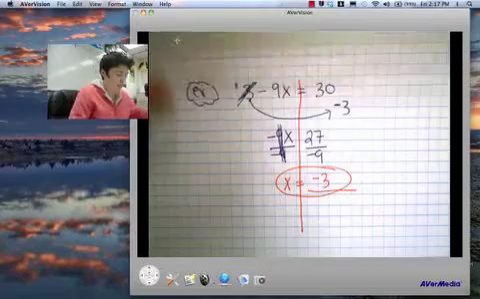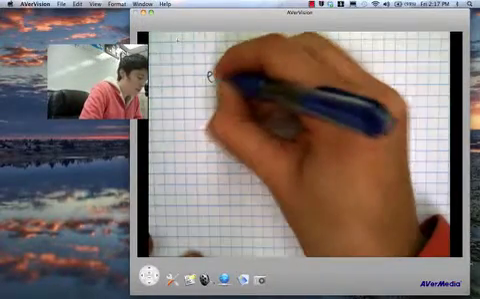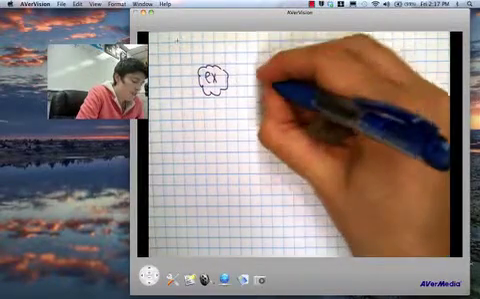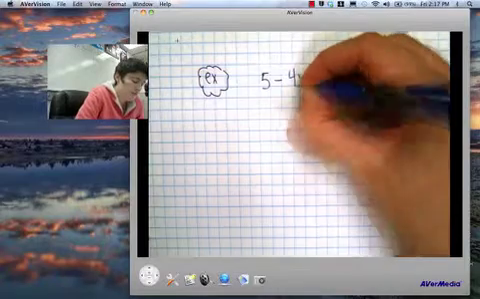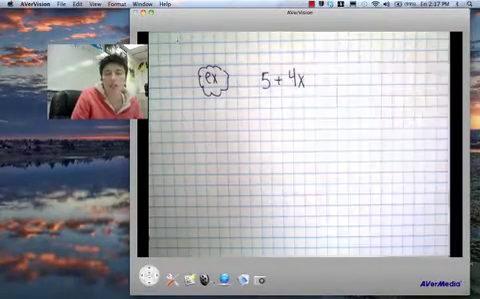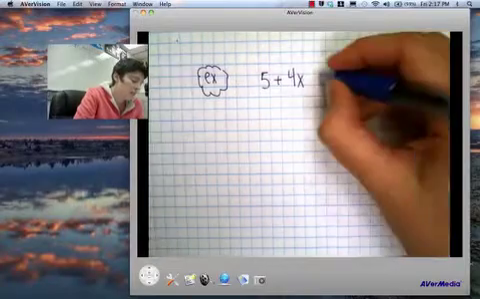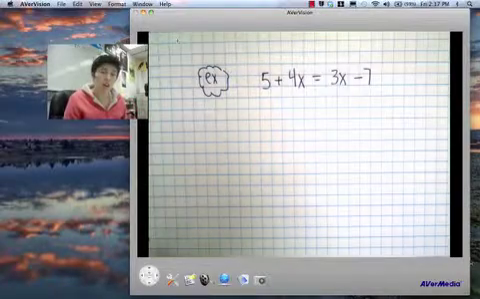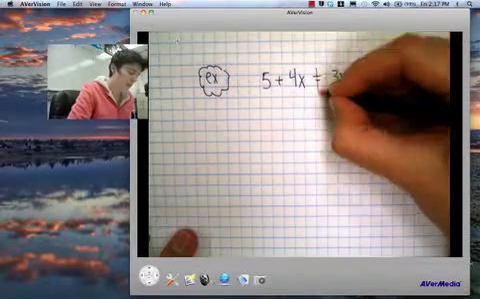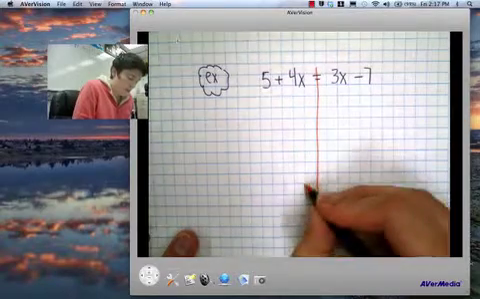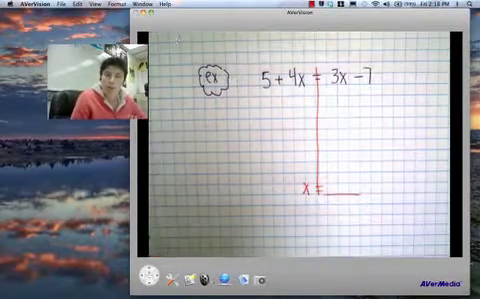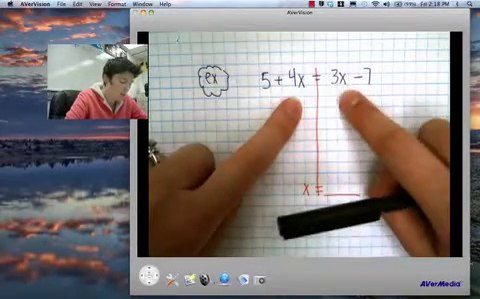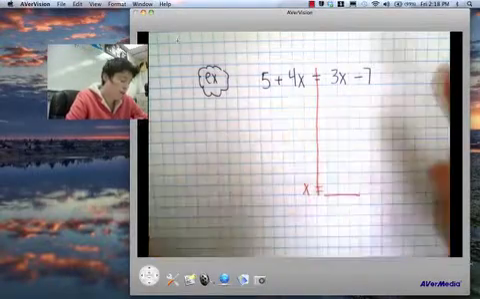All right, so let's do another one. Let's say you have 5 plus 4x equals 3x minus 7. A little more complicated. We're going to put a line down the middle. We're going to solve for x. Normally at the very bottom we want x equals an answer. But notice there's a little dilemma here. We have x's on both sides. So these should probably be together, all on one side. So I'm going to have to focus on that today.